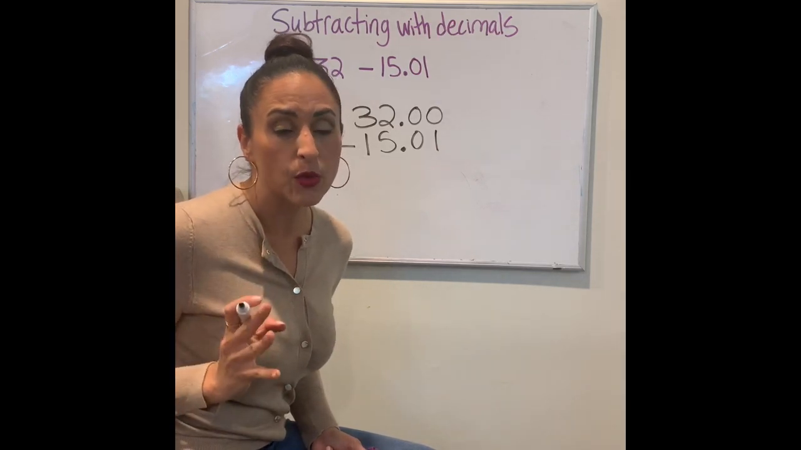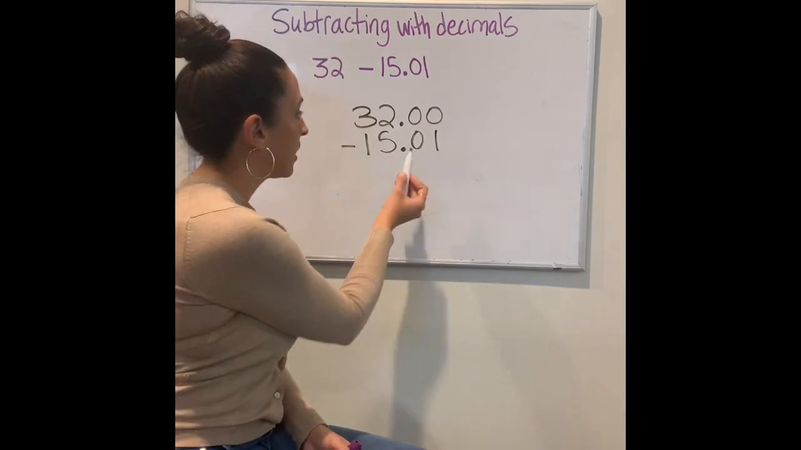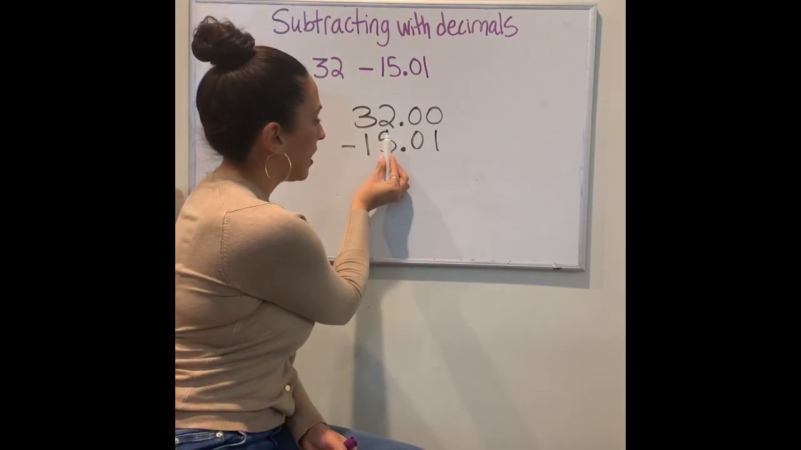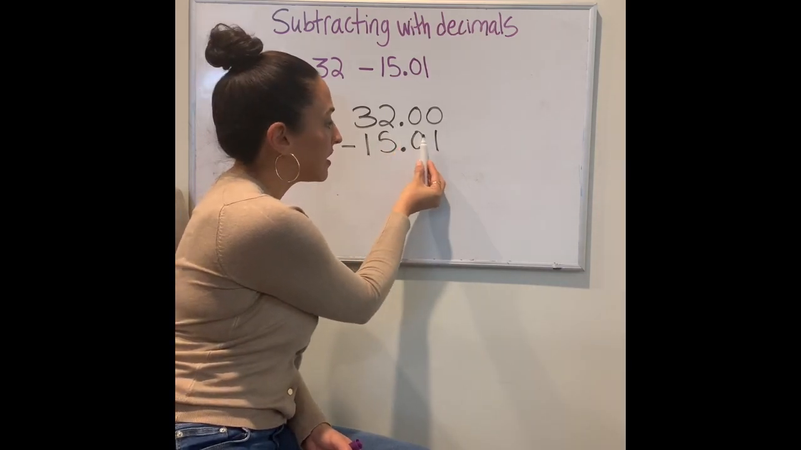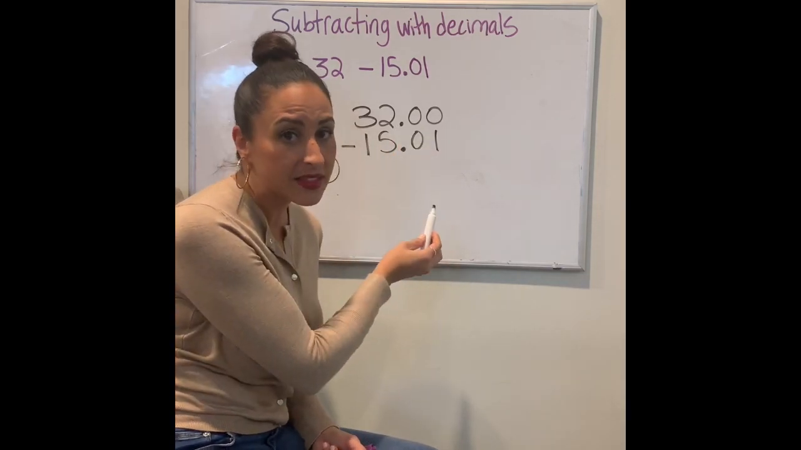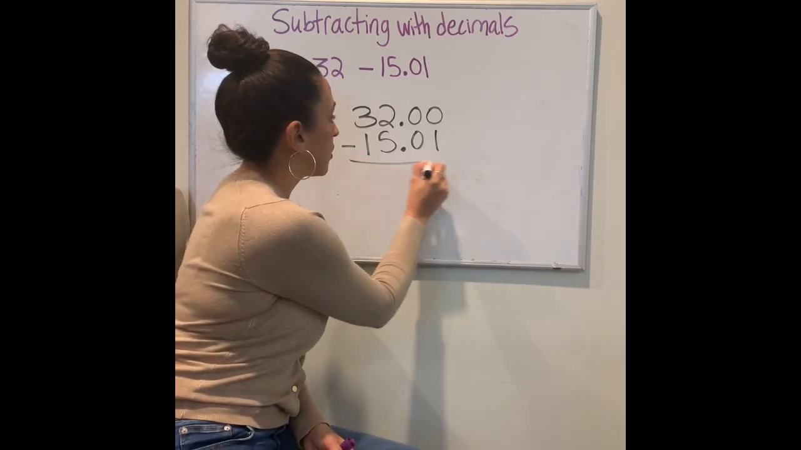Make sure your decimals are completely lined up. Use graph paper if you have to. So my decimals are lined up here. I have my ones with my ones, my tens with my tens. On the other end of the decimal, my tenths with my tenths, and my hundredths with the hundredths. Now I'm ready to subtract.